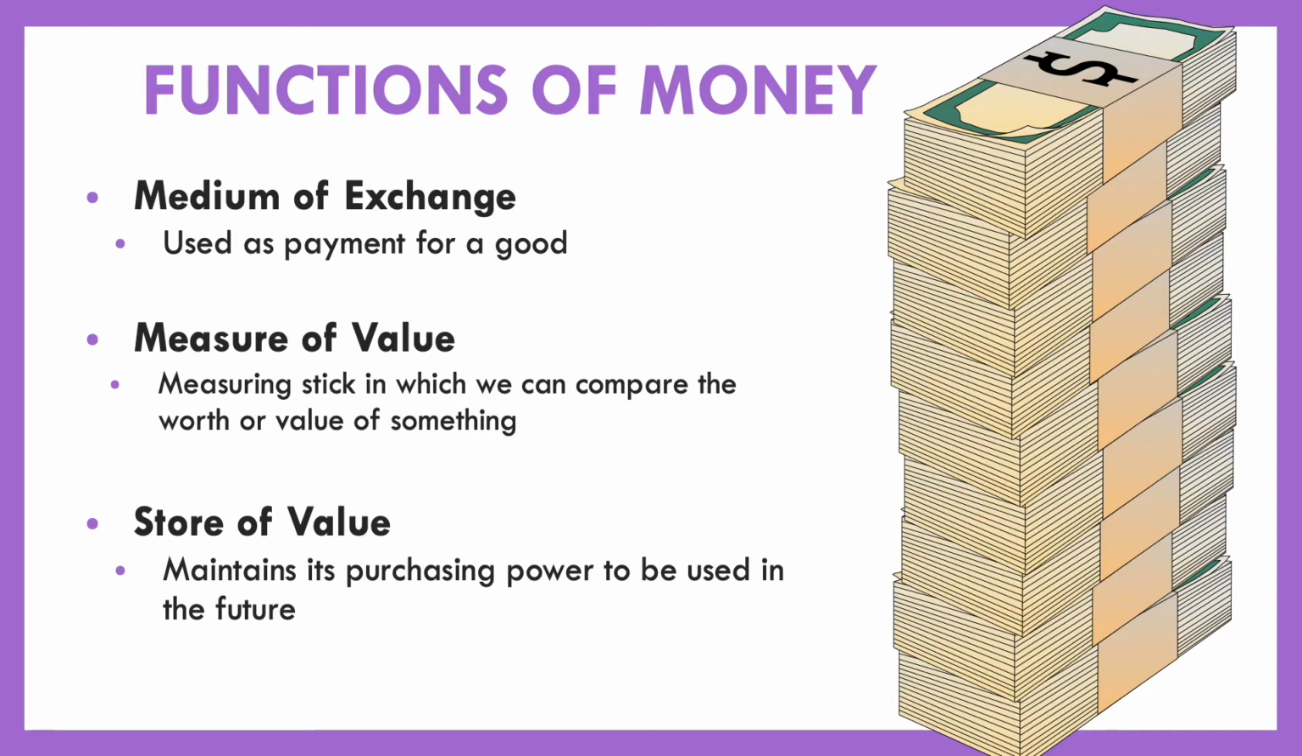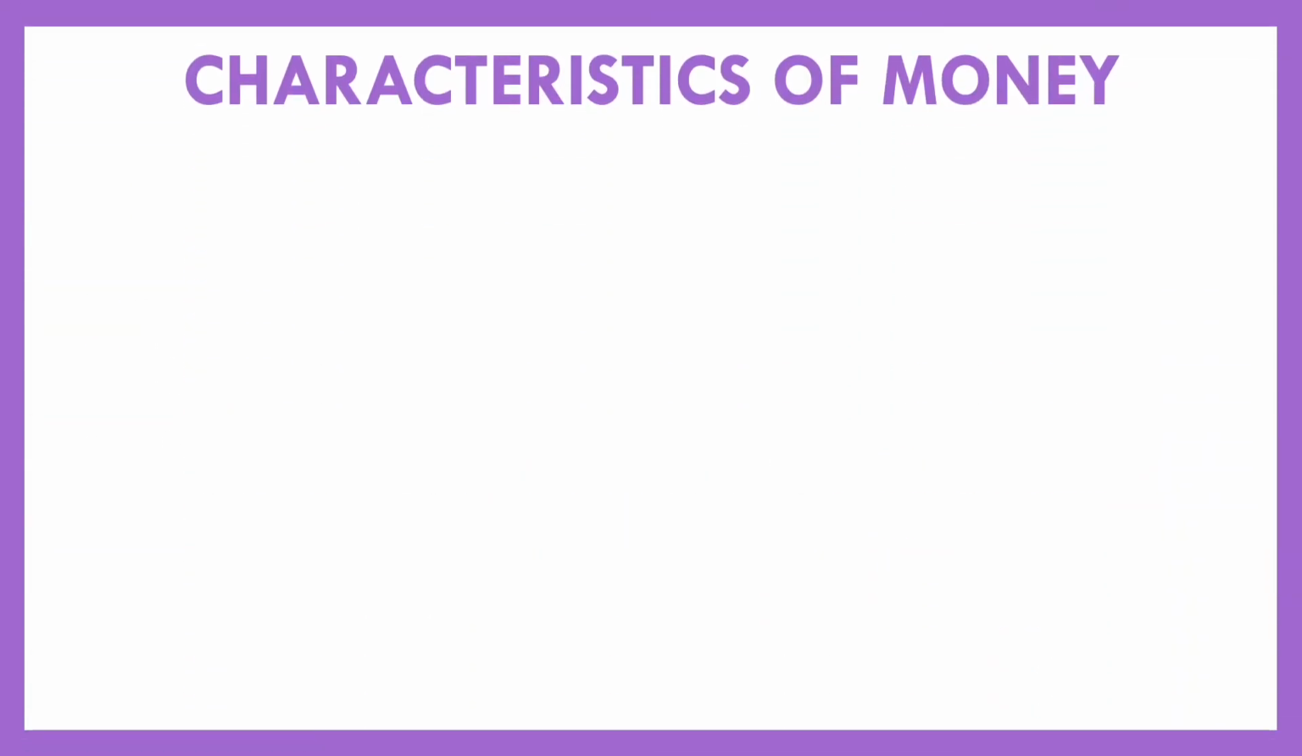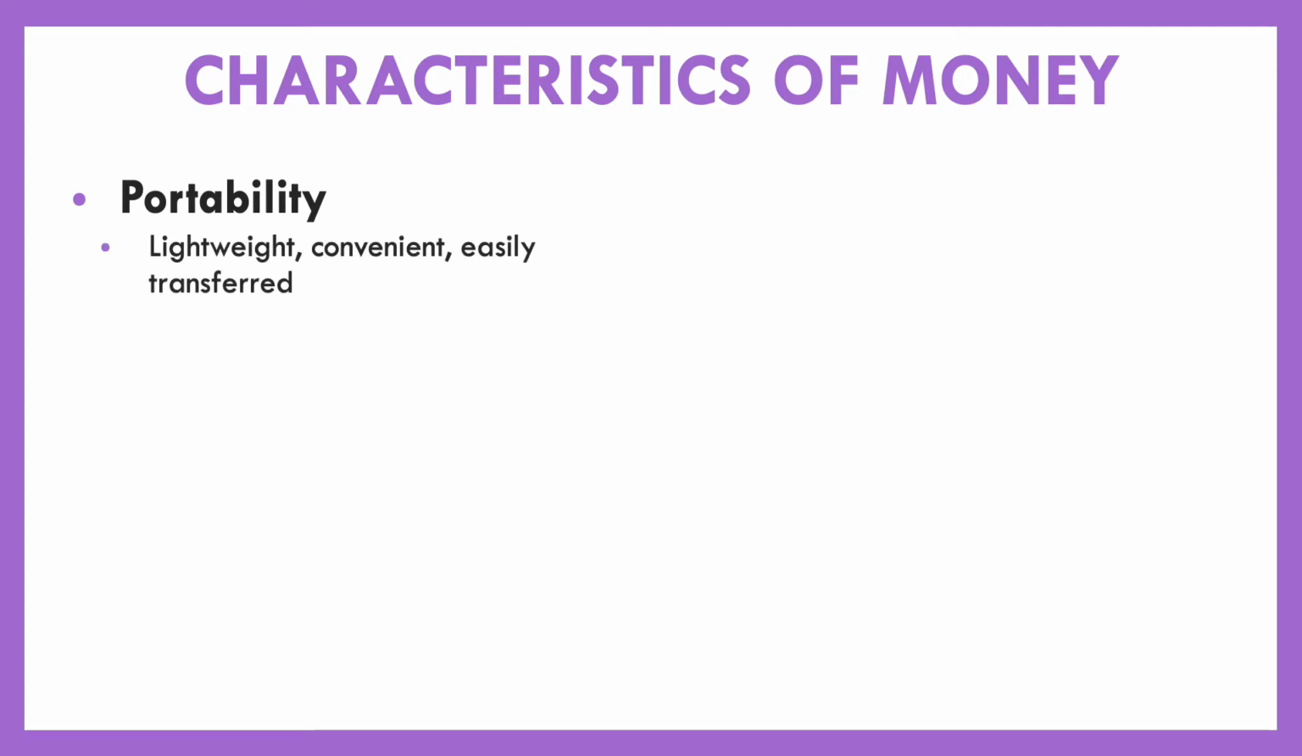Now, in order for money to be good money, like if we were to build a country tomorrow and we needed to implement some sort of money system, what are some characteristics of money that would be important for our money system? Well, first and foremost, portability is probably one of the most important ones. We see that with money today when we think about paper money. It's lightweight, it's convenient, it's easy to be transferred, right?